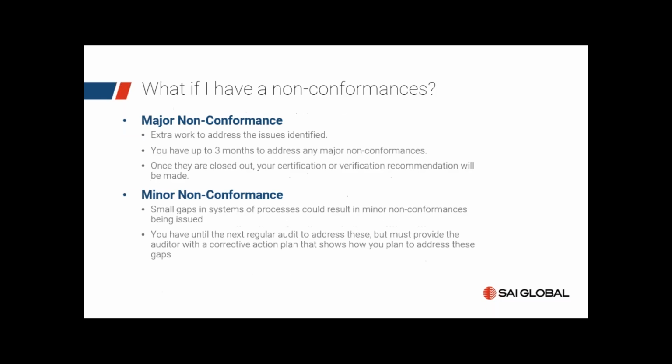So what happens if there is a non-conformance or we find some evidence of non-compliance? All that really means is a delay in the certification recommendation being made. So if there's a major non-conformance identified, that's documented, and we look to you to provide a corrective action plan of how you're going to address those issues. You have up to 3 months to address major non-conformances. We then look at any evidence that you've got of how you've addressed them, and once they're closed out, your certification or verification recommendation can be made. So it's just a delay.